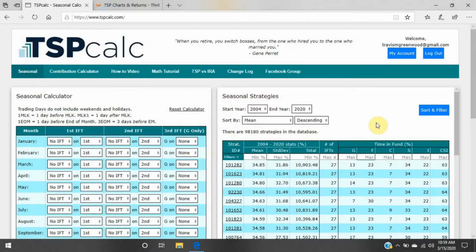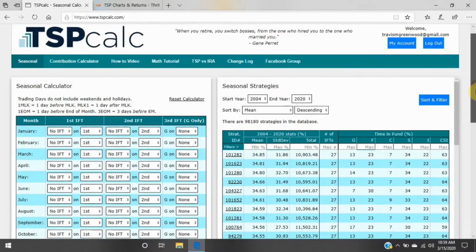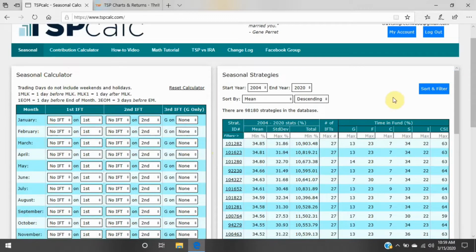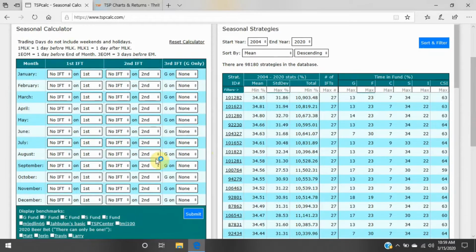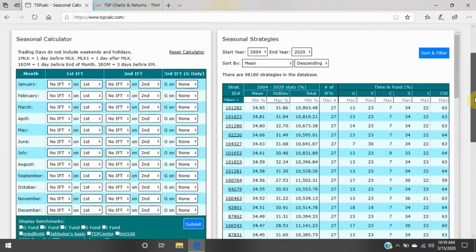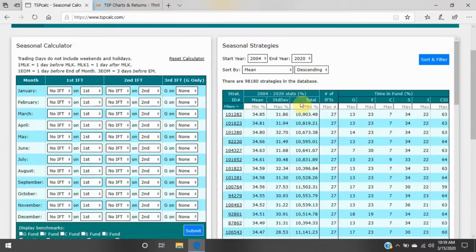Okay guys, here you can see we're at the tspcalc.com main page, and on the left side we have the seasonal calculator, which is where you can build your own strategy from scratch and compare it to the benchmark funds and of course the bigger bet crew. And on the right, which is where we're going to be focusing today, is the seasonal strategies search database.